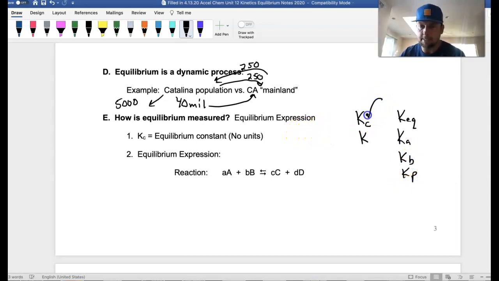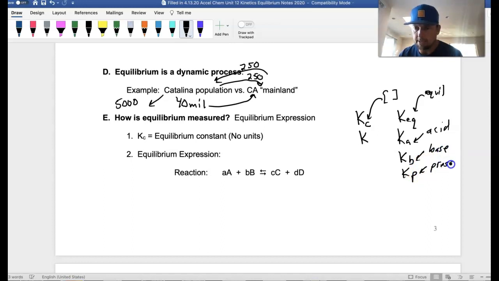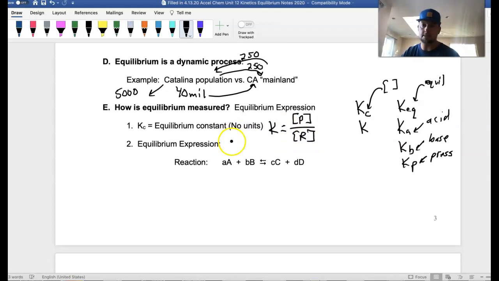For C, this means it has to do with concentration. For EQ, this means, well, it has to do with equilibrium. For A, that means acid, and really it doesn't matter. They're just to help give us more information. B, you might guess, is base, and P is for gases, for pressure. But they all mean the same thing. They all mean products, concentration of products over concentration of reactants. And that's an oversimplification. So K is always some version of concentration of products over concentration of reactants.